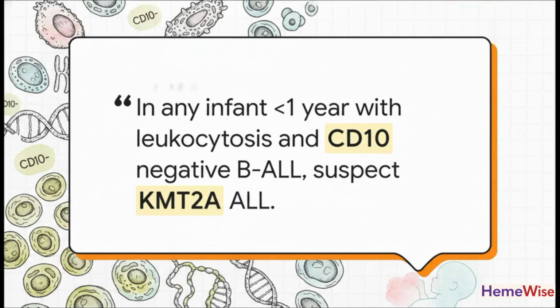So what's the major clinical pearl to take away from this explainer? Always maintain a high index of suspicion. If you're evaluating an infant younger than 1 year presenting with this classic triad, marked leukocytosis, CD10 negative precursor B-ALL, and severe hepatosplenomegaly, you need to immediately suspect KMT2A-rearranged ALL. Recognizing this early on allows for rapid cytogenetic confirmation, which is absolutely essential because this subtype requires highly aggressive, risk-adapted therapy starting from day 1.